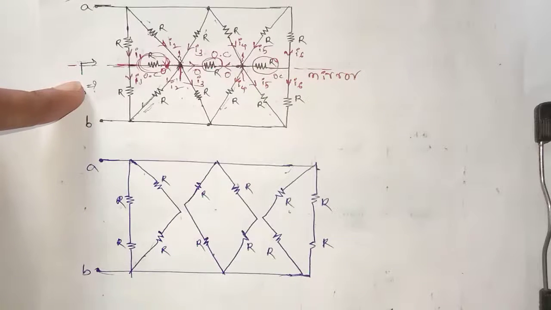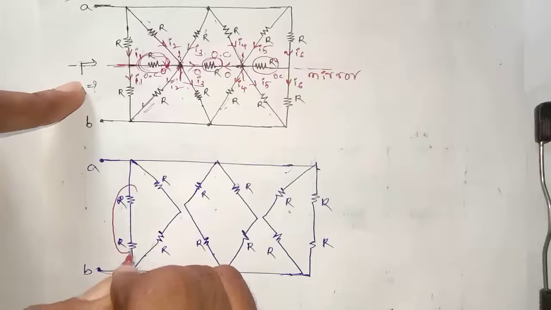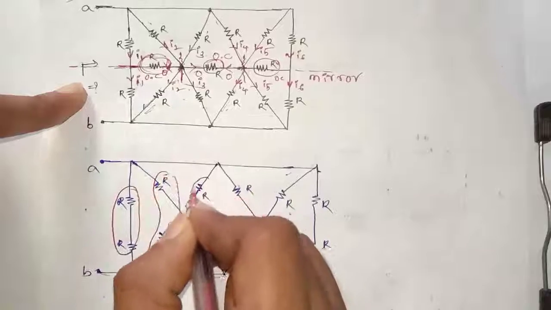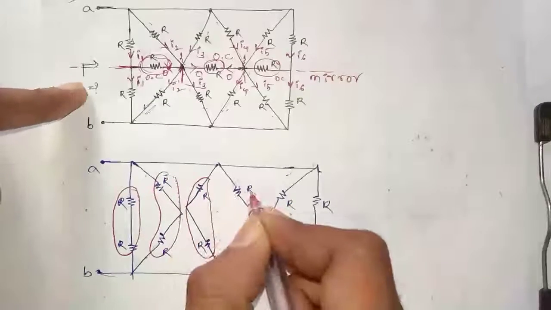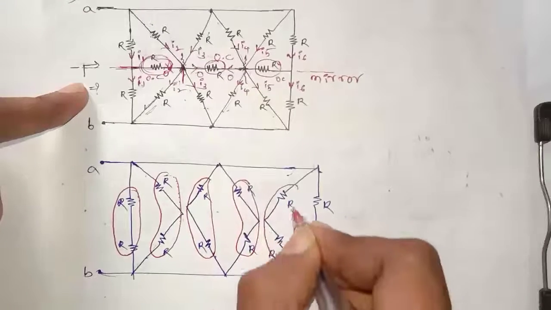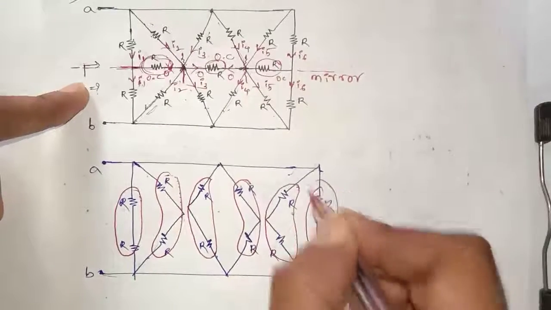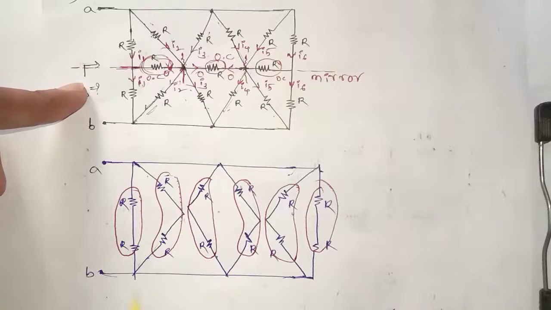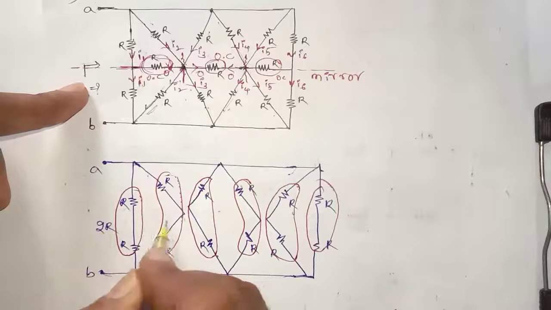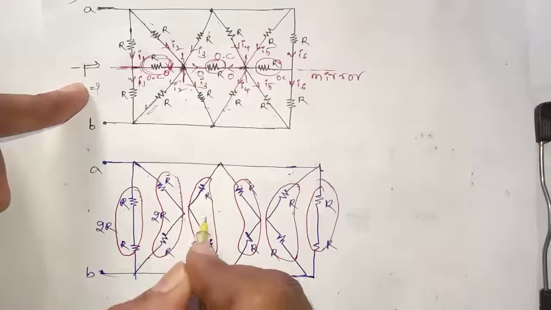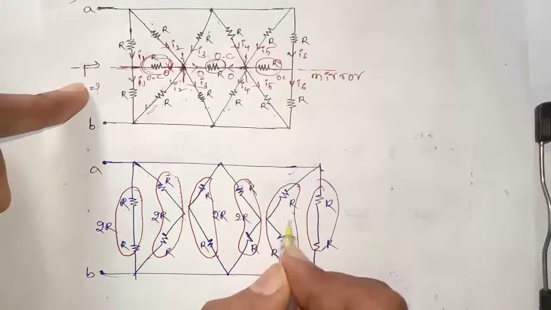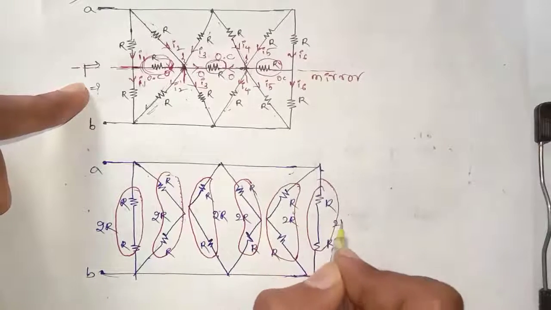Now here you can observe that these two resistors are in series, and these two resistors are in series, and these two resistors are in series. Similarly, these two are in series as well. We will get the equivalent resistance by adding these two resistors. We will get 2R, and here also 2R, and this is also 2R, and this is also 2R, and this is also 2R.